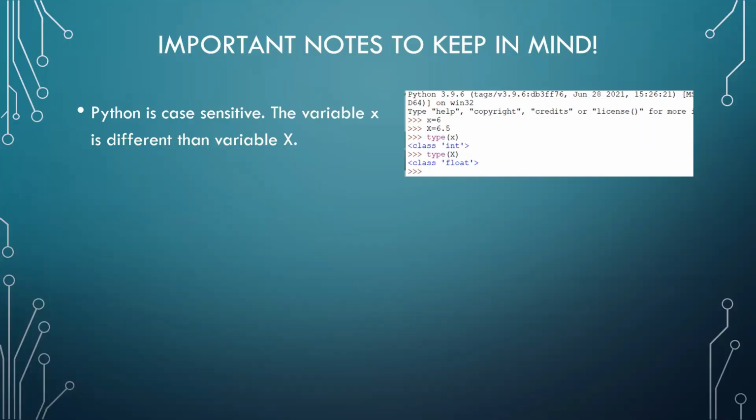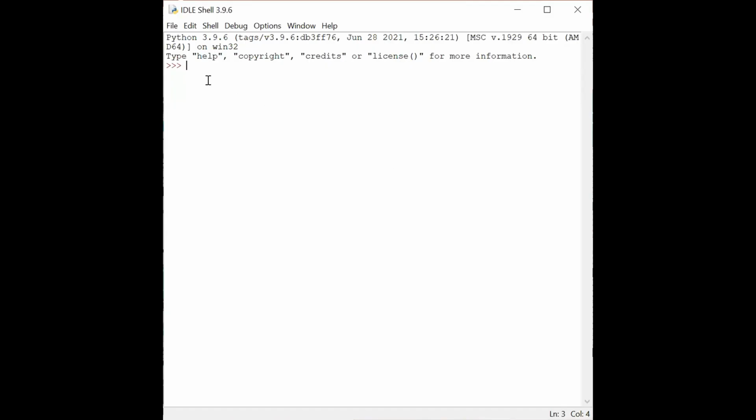For example, here. All right, so we were talking about case sensitivity. For example, if I say x is equal to hello, and I say print capital X, it will give me an error, because capital X is a different variable than x. So here capital X is not defined.